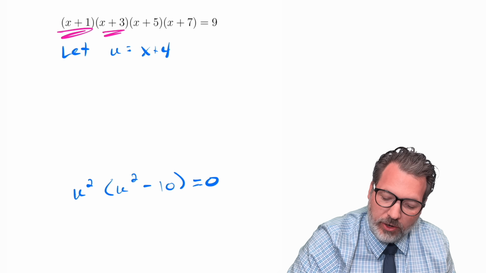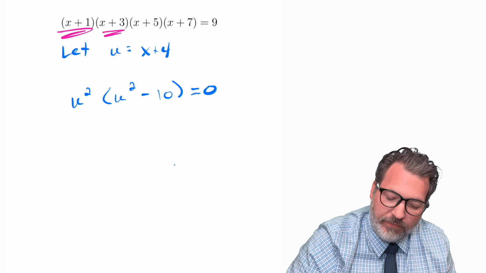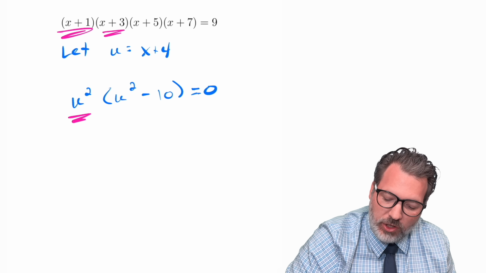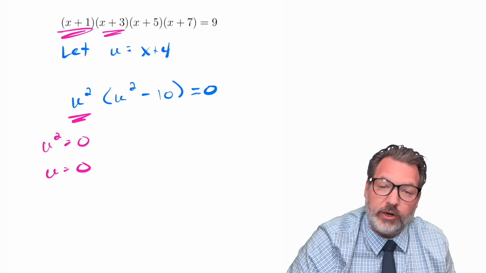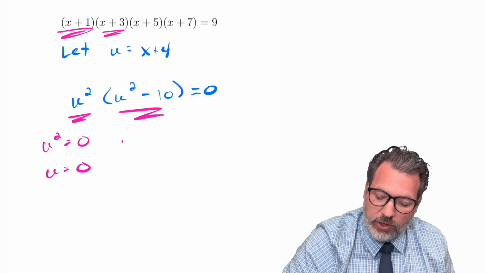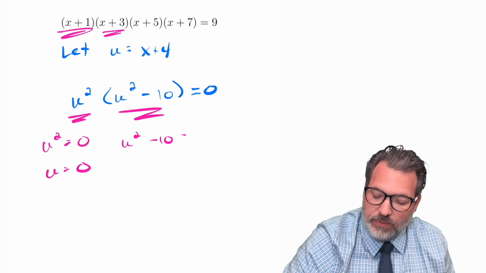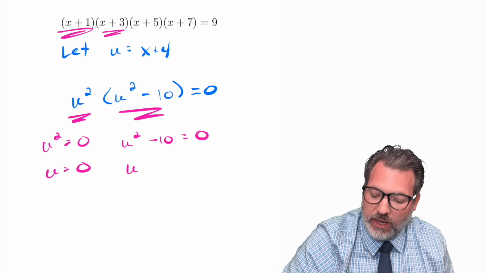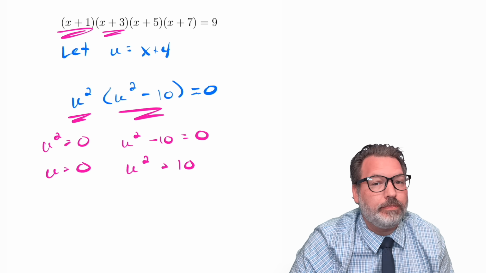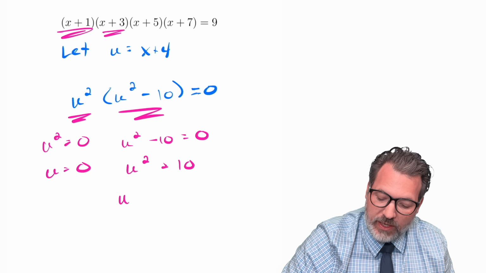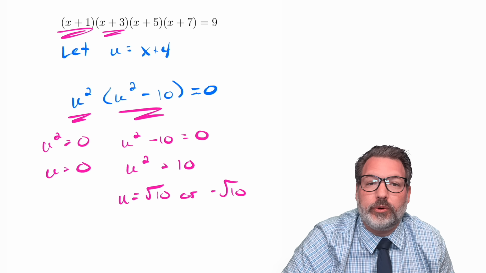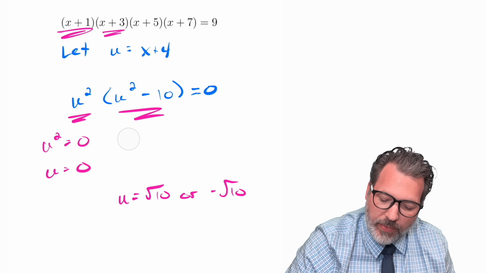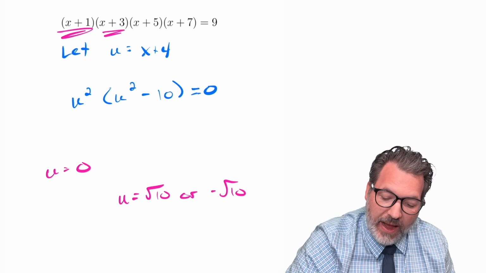And just like we did earlier, we can say the only way for this to be true is if u squared itself is equal to 0, which only happens where u is 0, or for u squared minus 10 to be equal to 0, which is only going to happen where u squared is equal to positive 10, which means that this particular u either needs to be the positive square root of 10 or the negative square root of 10.